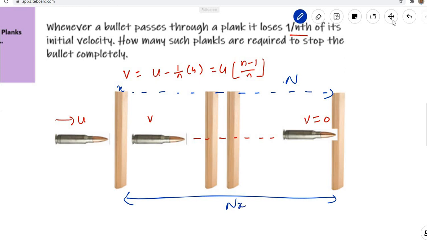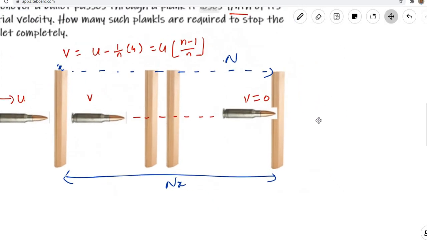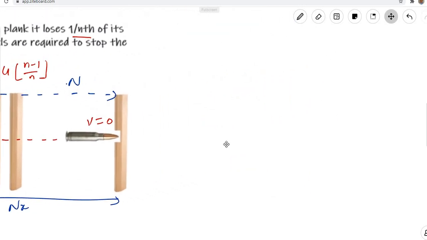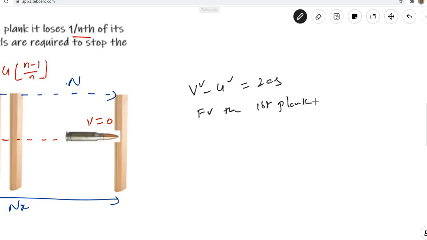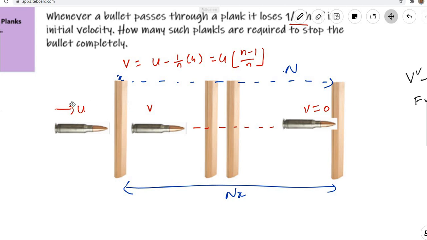So this problem can be solved with the simple equations of motion again. So I use the equation v square minus u square is equal to 2as. I'll apply this equation for the first plank. If you look at the problem, before the first plank the initial velocity is u, after the plank the velocity is u times (n minus 1) by n. The distance covered is only x.